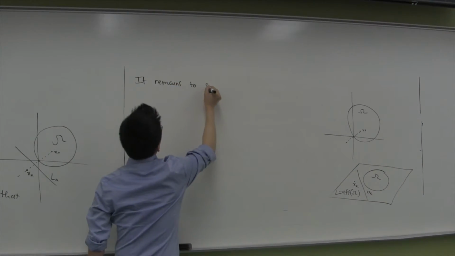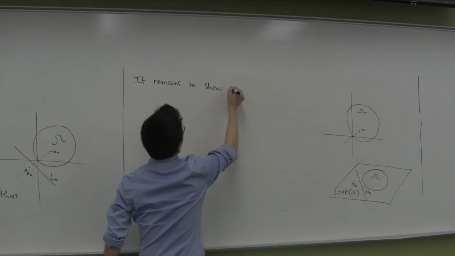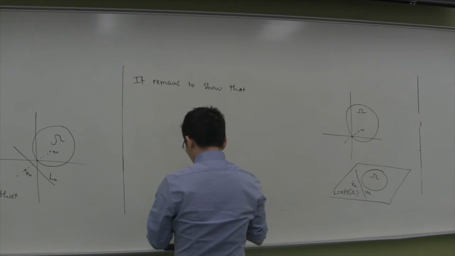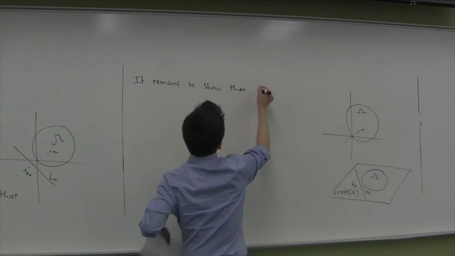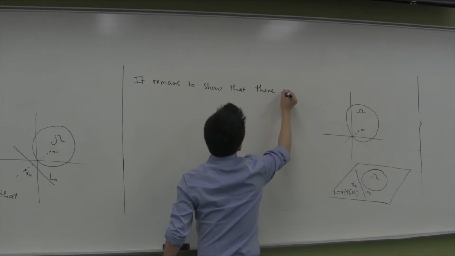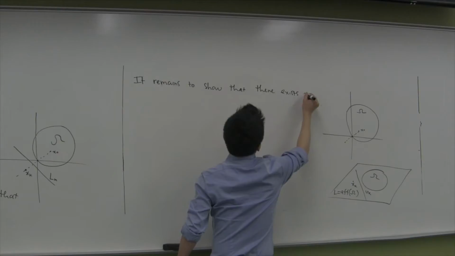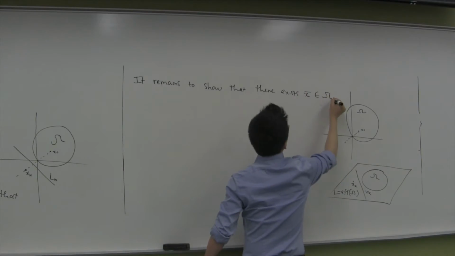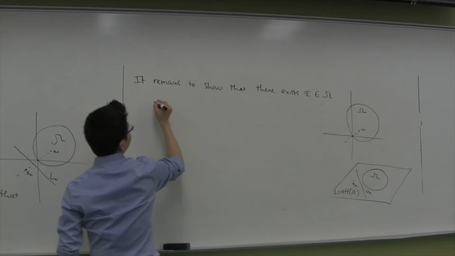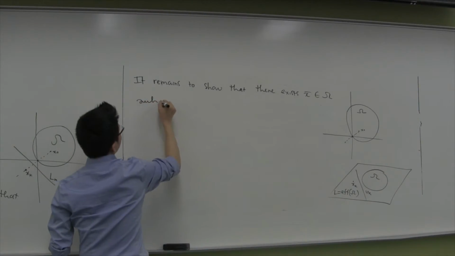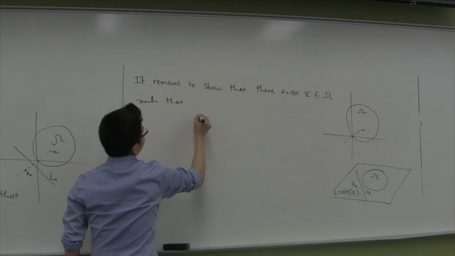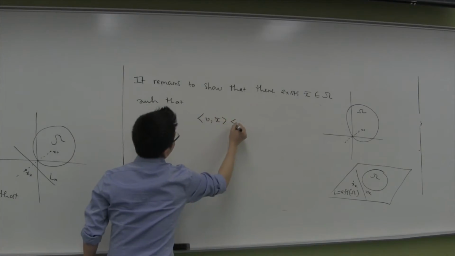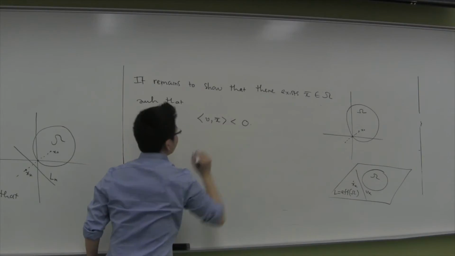So it remains to show that there exists x bar in Omega such that the inner product of V and x bar is strictly less than 0.